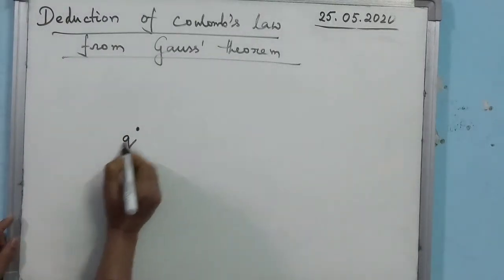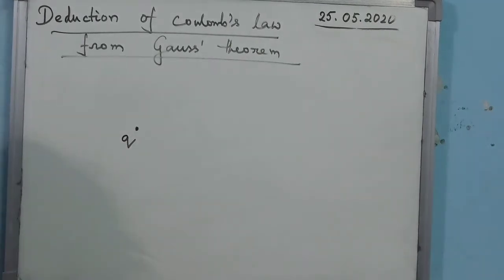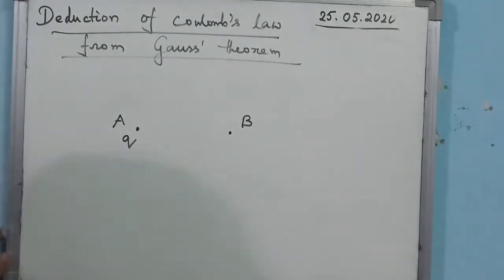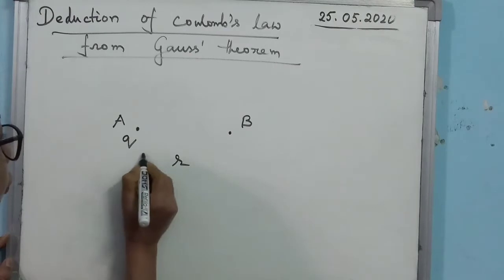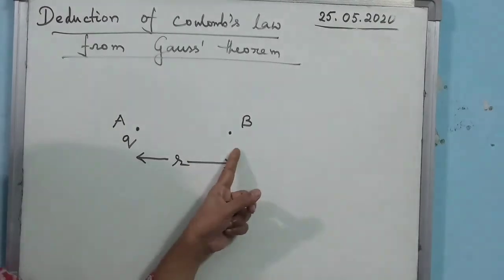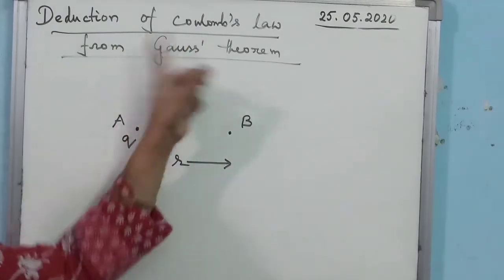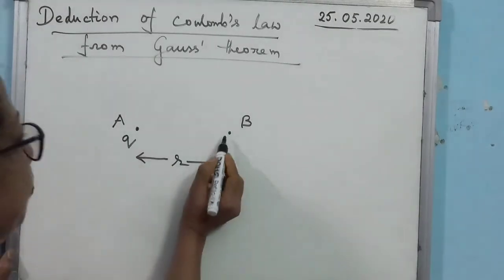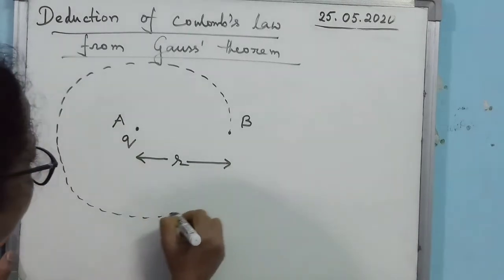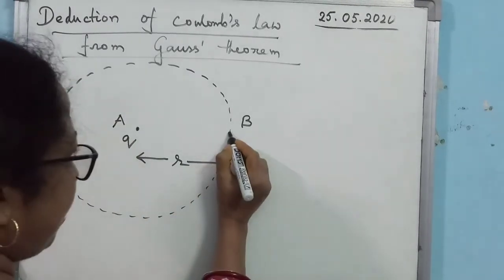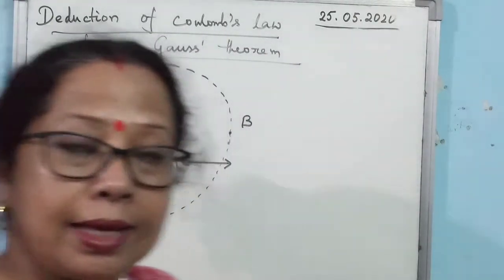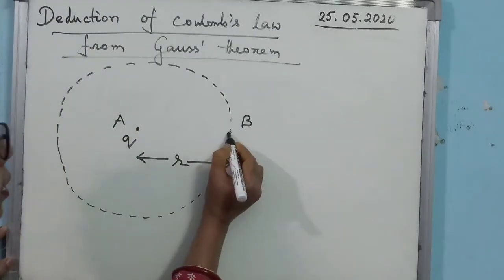So let us consider that we have kept one charge plus q here. Now you take a point, suppose it is A, and a point B at a distance r from the point charge q, and you want to deduce Coulomb's law. Now let us apply Gauss's theorem. The first step of applying Gauss's theorem is to choose the Gaussian surface properly, applying the characteristics. So here you see how I have chosen the Gaussian surface.